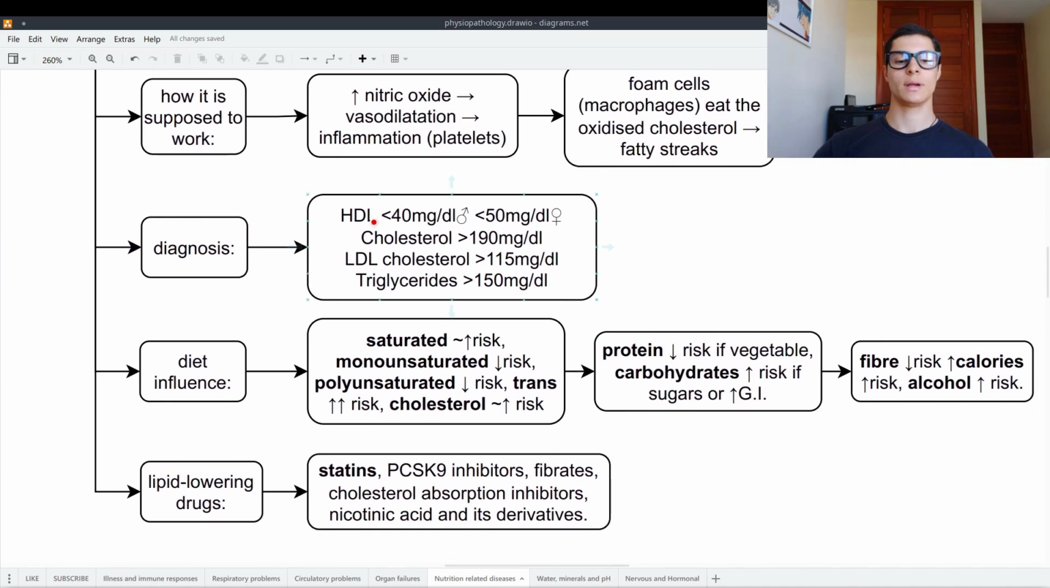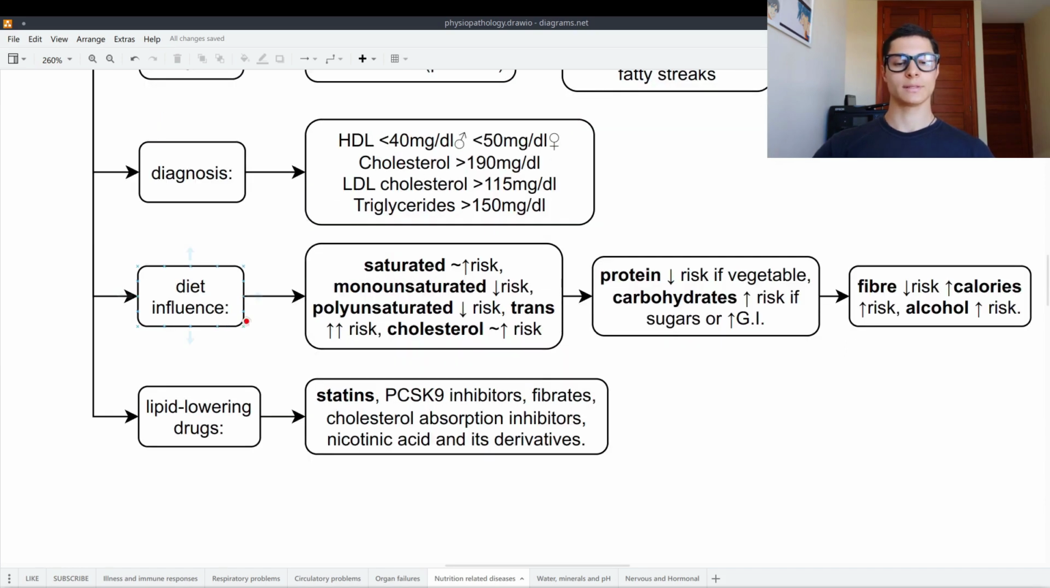Diagnosis. When we have an HDL lower than 40 milligrams in men and lower than 50 in women, cholesterol higher than 190, LDLs higher than 115, and triglycerides higher than 150. Diet influence. Saturated fats as well as cholesterol, they may increase the risk.